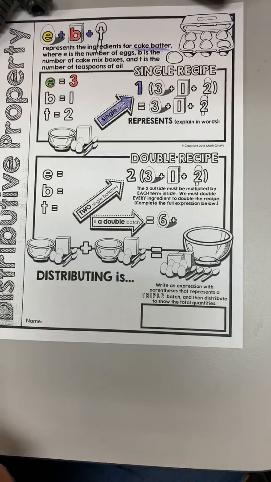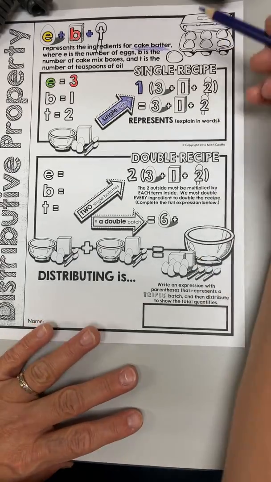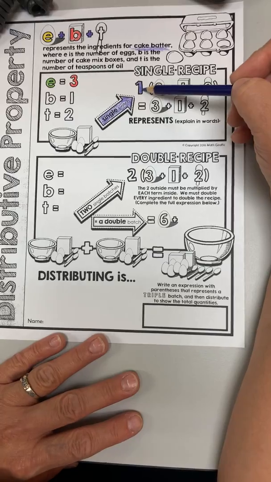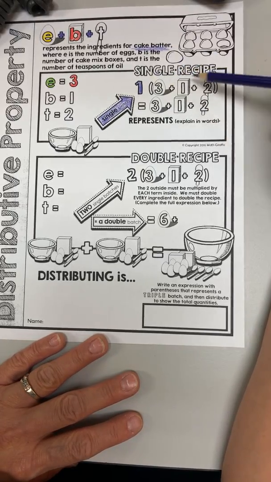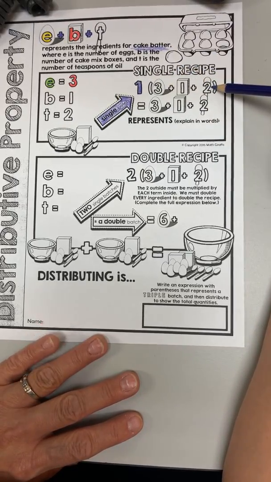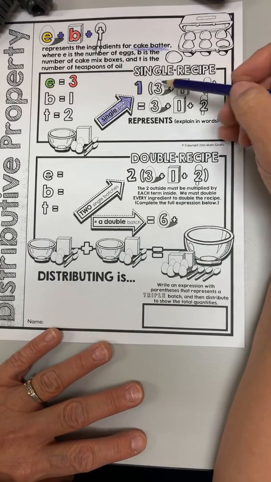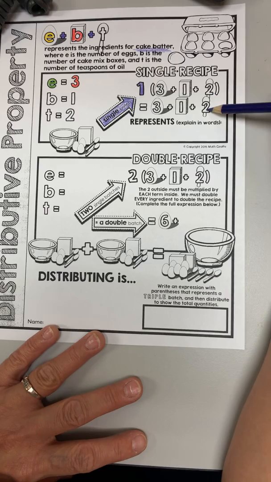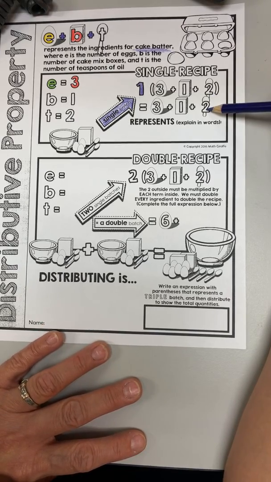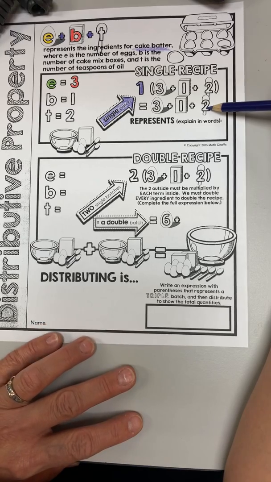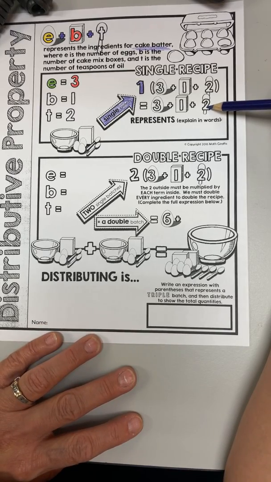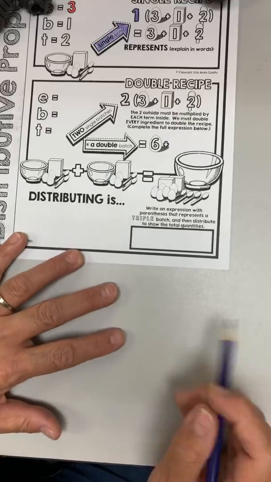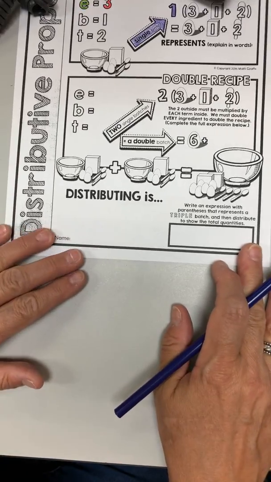All right. Now, with the single recipe, you have everything that's inside. You're going to multiply by 1, or you're going to need 3 of your eggs, 1 of your cake mixes, and 2 teaspoons of your oil, right? But what if you wanted to go to a party or you had more people coming and you needed to double it? Times 2. That's right. It would be times 2.